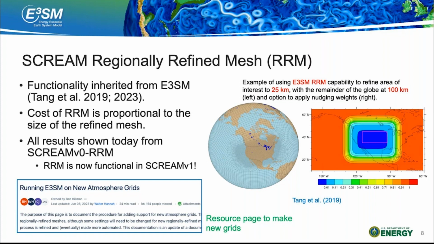Today, I will show a few examples of how SCREAM RRM can be utilized, noting that all these examples use the V0 version of the code. However, RRM is now fully functional in the V1 code as well. Also denoted here is a Confluence page, which serves as the official resource on how to make new grids, the links of which will be provided at the end of the presentation for reference.